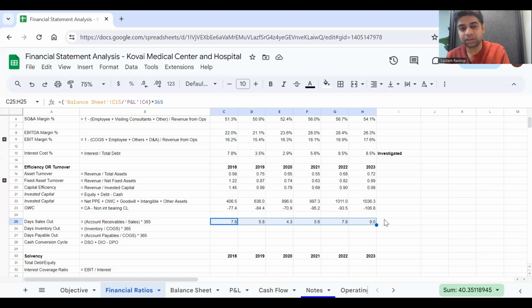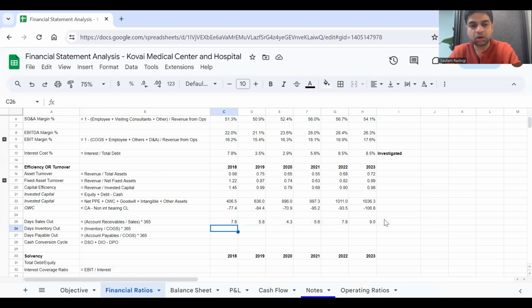But it seems that this particular company, Kovai, this hospital has done a fairly good job at keeping its account receivables or days of sales in control. Okay, but I'm expecting it to rise in the future with increasing health insurance penetration. Okay, all right. Now let's do DIO.